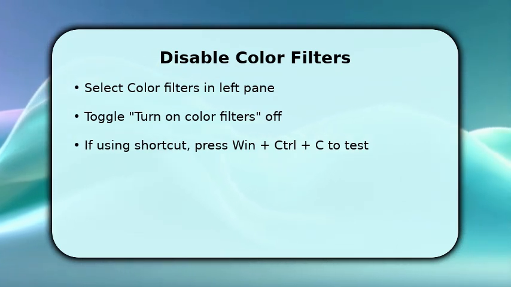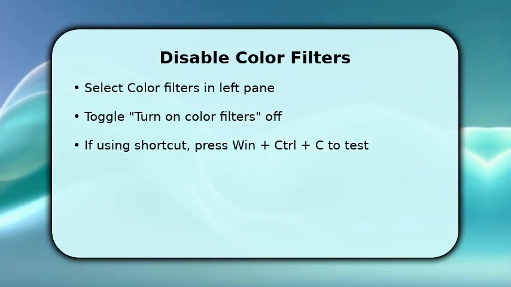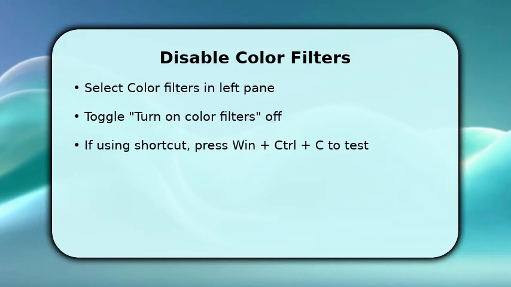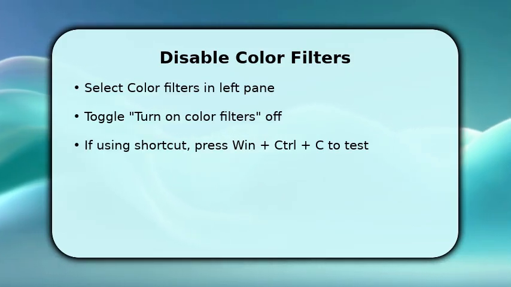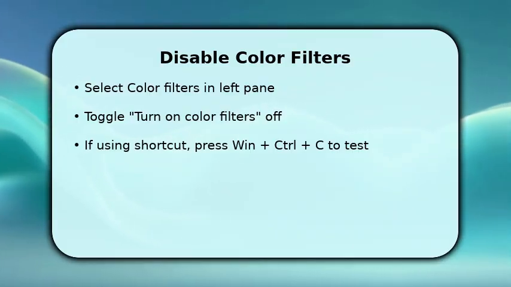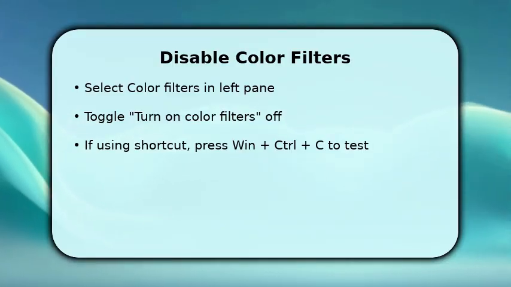Turn off the Turn on Color Filters toggle to remove inverted colors immediately. If the shortcut was enabled, press Windows + Ctrl + C to flip it off. This is useful if settings won't open. Once done, check Active Apps and Desktop. Colors should return to normal.